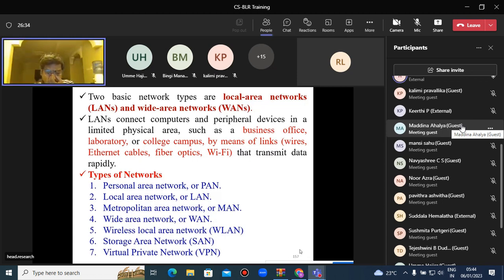Then a virtual private network means with the help of a VMware hypervisor, we are creating a virtual private network. It means virtually I am accessing a local area network or metropolitan area network. So this technology can help us to share virtually all the systems.